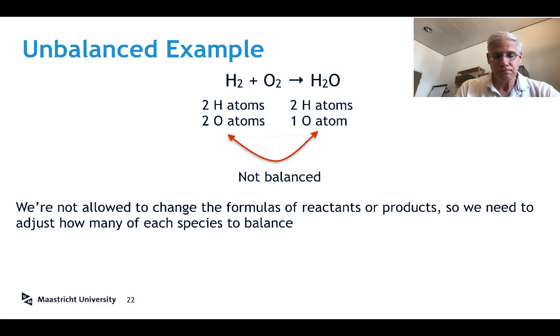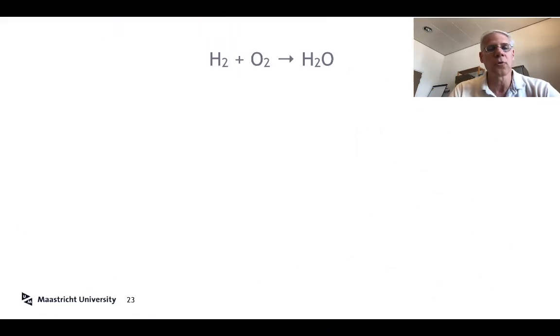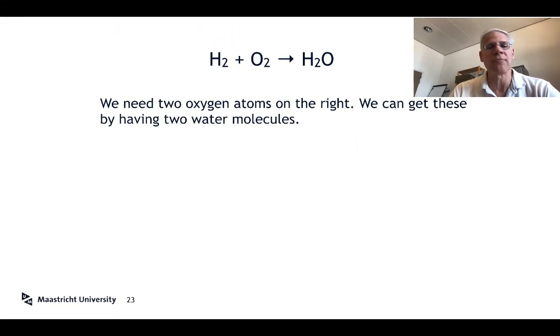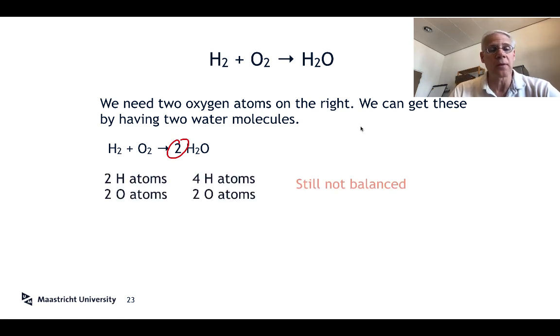So let's go ahead and balance this reaction. So here we have our H2 and O2 going to H2O. We know that we need 2 oxygen atoms on the right. So to do that, we need to have 2 water molecules. So we're allowed to change the value here out in front of that molecule. So now when we check our balance, because now we have 2 oxygen atoms, so we should be balanced.